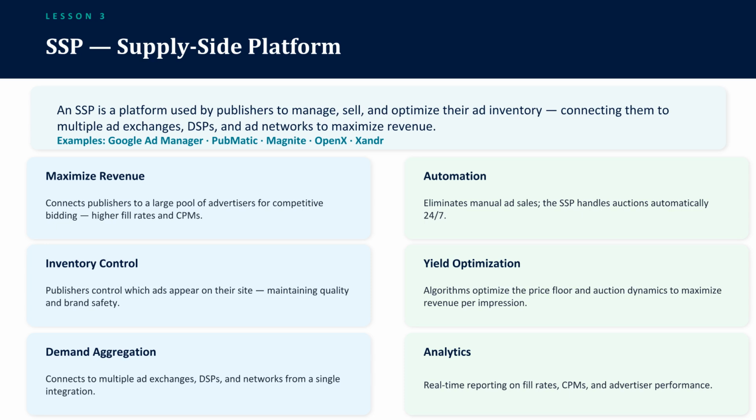Inventory control. You can create allow lists or block lists. You remain in charge of what appears on your property. Yield optimization. SSPs use algorithms to optimize the price floor in real time, always trying to maximize total revenue. Demand aggregation. Instead of integrating with each buyer individually, the SSP handles all those connections.